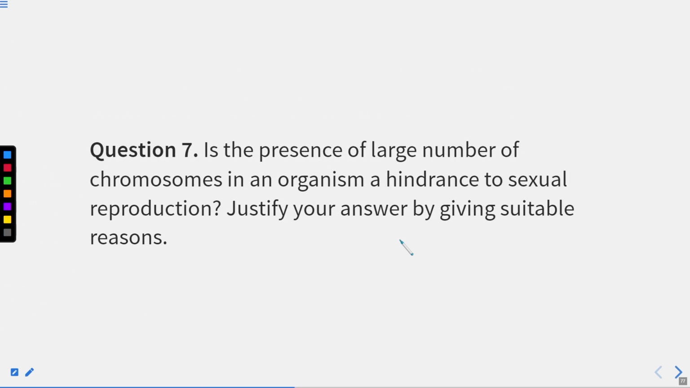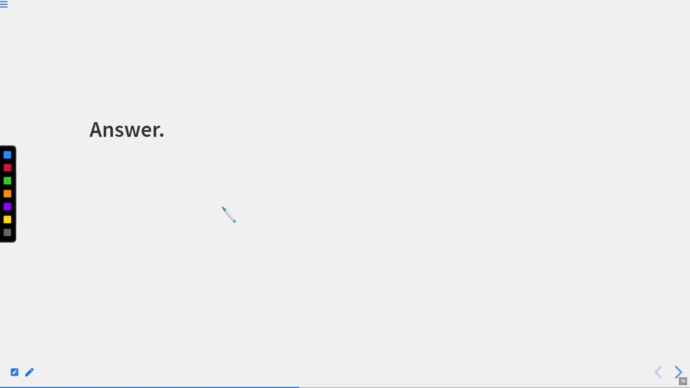Now let's talk about the seventh question. Is the presence of a large number of chromosomes in an organism a hindrance to sexual reproduction? Justify your answer by suitable reasons. Here they are asking: if an organism consists of a large number of chromosomes, does it affect sexual reproduction? You have to justify your answer using reasons.